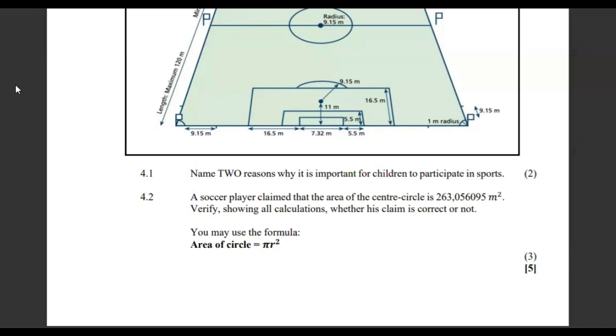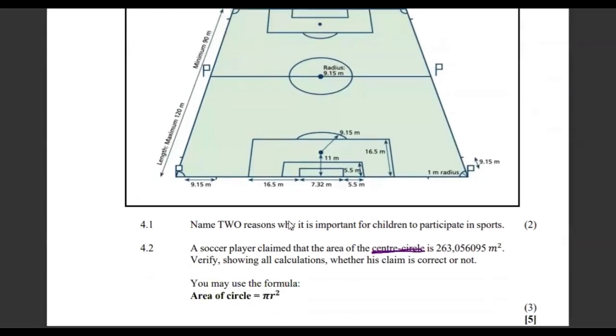4.2. A soccer player claimed that the center circle is 263,05609. Verify using calculation. So now the center circle, it's this one here. So we shall come and try to put in the, actually it already has a radius. Square.